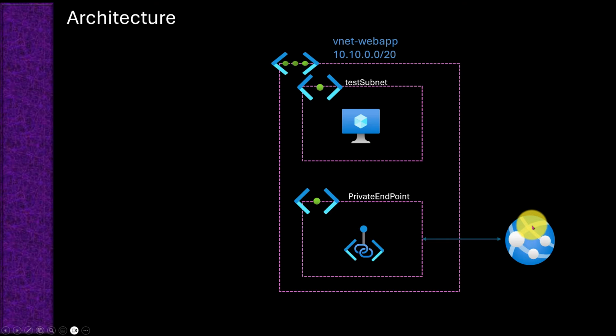We'll create one Webapp. First, we will ensure that we're not allocating the private endpoint, but later we will update that and add the private endpoint to the Webapp so that we can access that Webapp only locally within the cloud network. All right, so let's get on the portal.